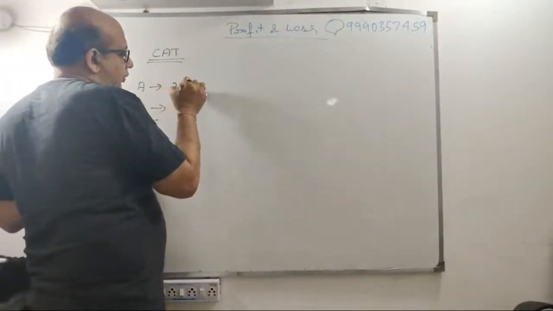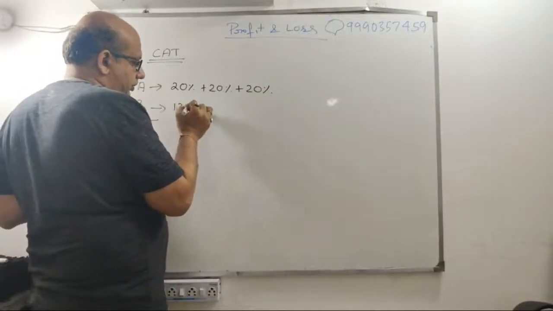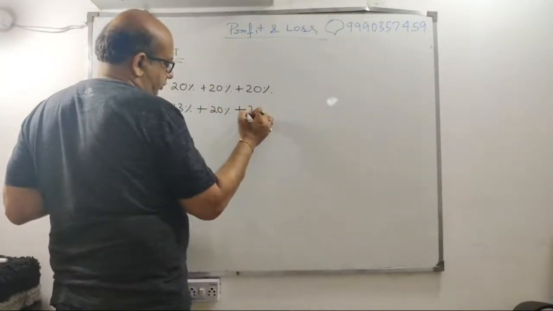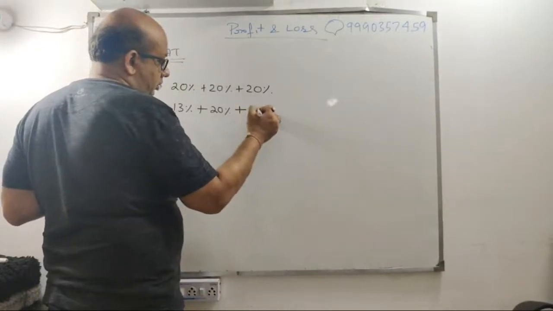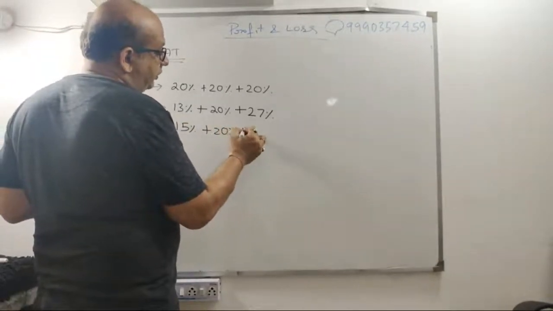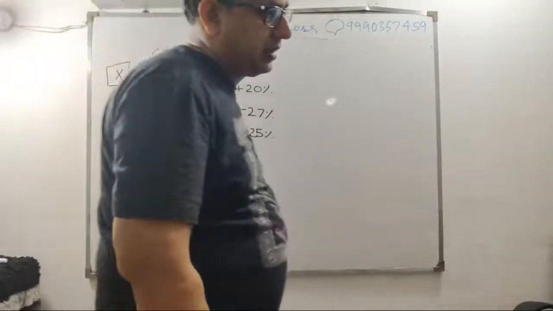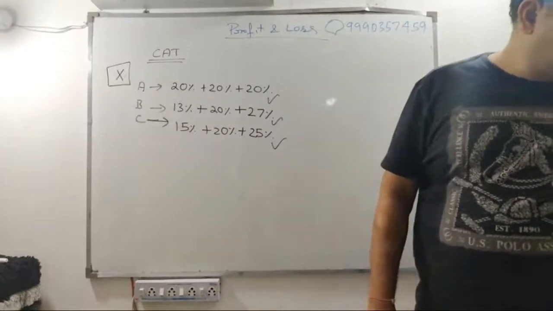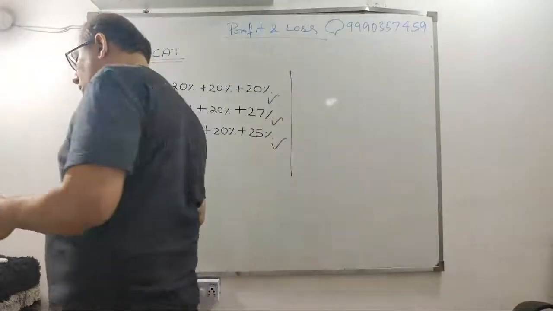Shopkeeper A offers you a discount of 20% plus 20% plus 20%. Shopkeeper B offers you a discount of 13% plus 20% plus 17% plus 27%. Shopkeeper C offers a discount of 15% plus 20% plus 25%. So there are three shopkeepers A, B, C. All three of them sell this article X at the same mark price and run three different discount schemes. So from which shopkeeper should I buy so that it's most beneficial for me?